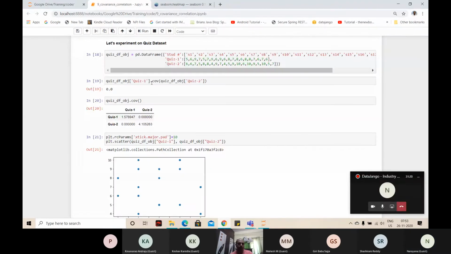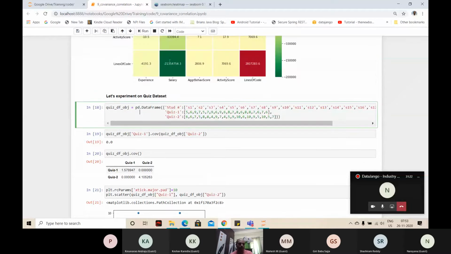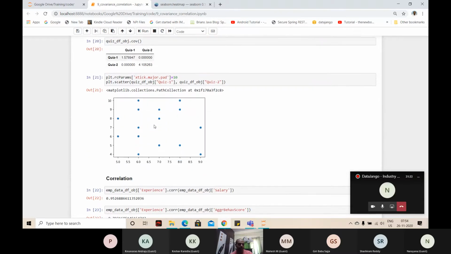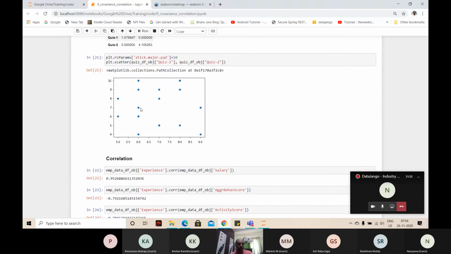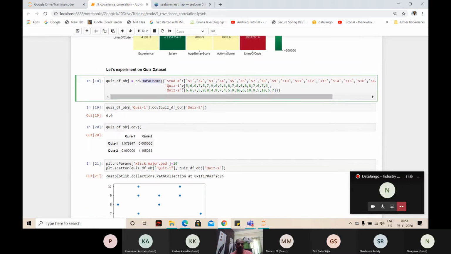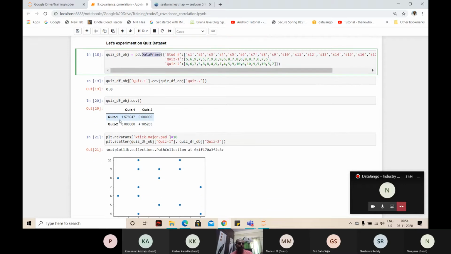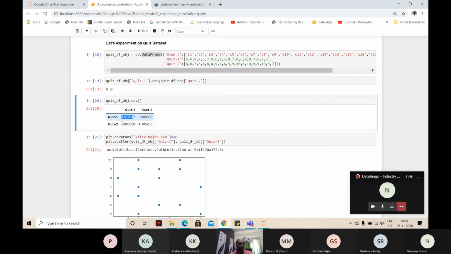Okay, so let us look at correlation now. I have taken another simple data set, a quiz data set. If you look at the covariance here, it is too scattered. The covariance between quiz 1 and quiz 2 marks is too scattered. The covariance score between quiz 2 and quiz 1 is 0.